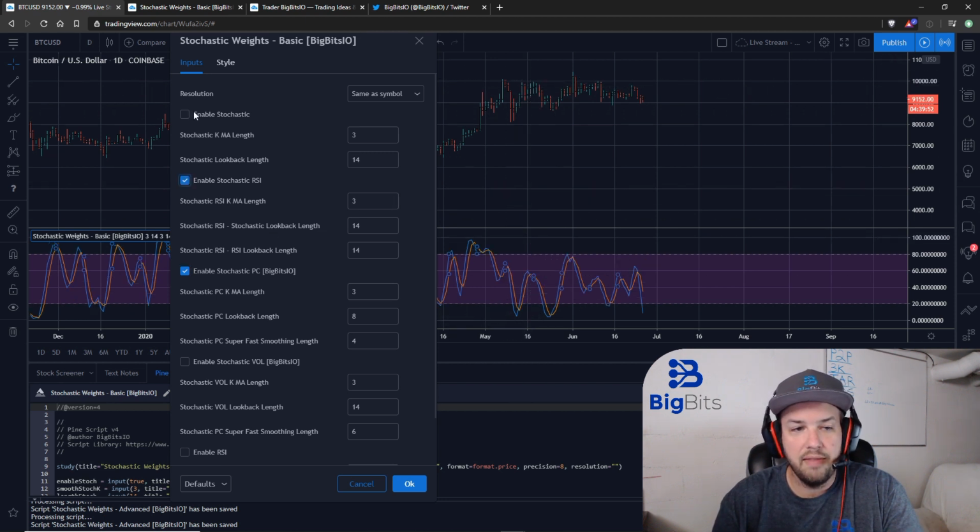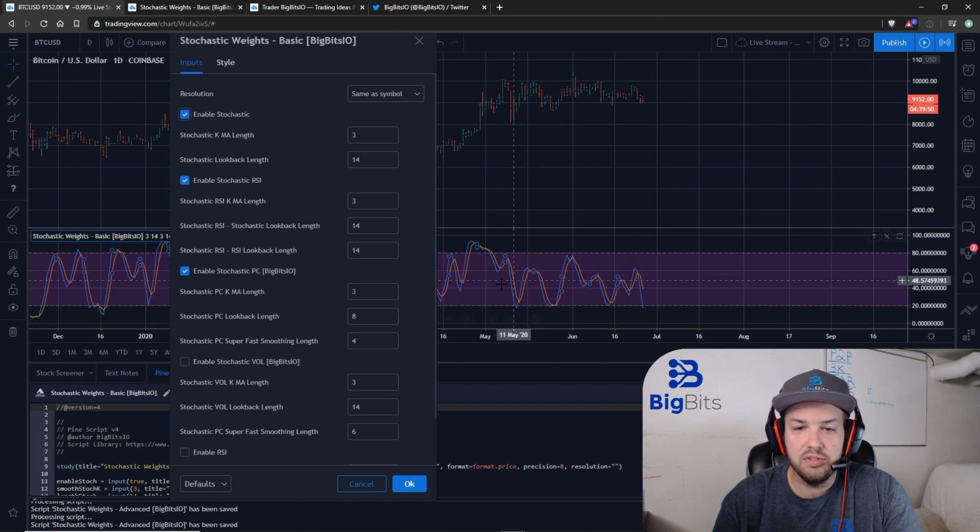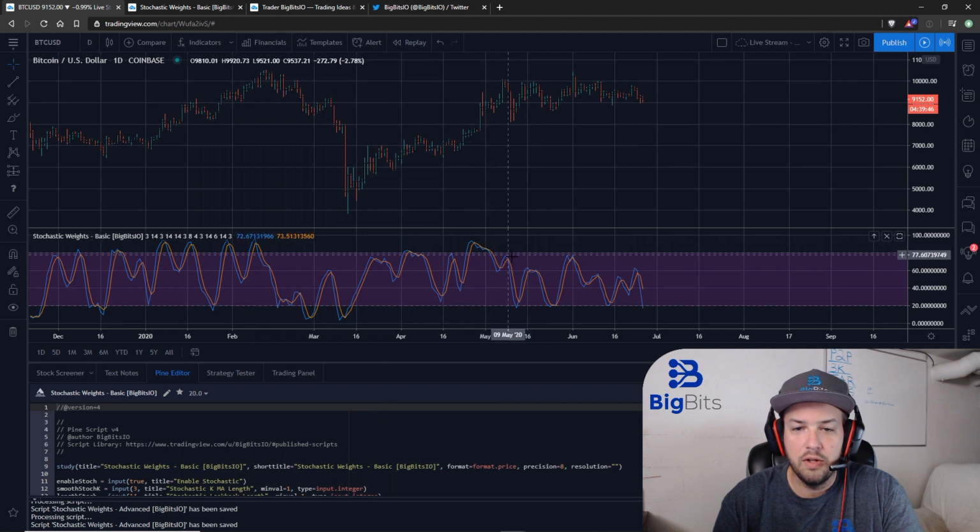So you can also combine that one, of course, with the other ones, and you can see it's smoothing things out even more. And look, you found a divergence here between these two, and that's actually a pretty good divergence. That was a pretty good top there, in my opinion.